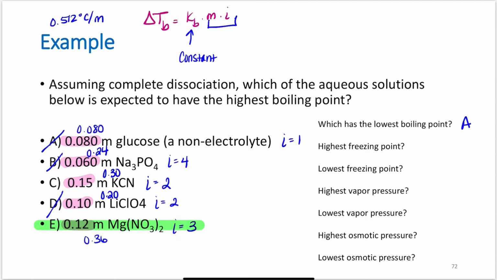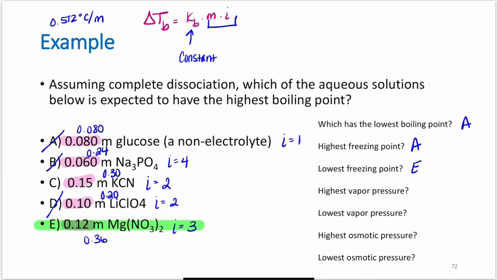Which one's going to have the highest freezing point? Think about what we mean. We're doing freezing point depression. The bigger the number, the more it deviates from the freezing point. But freezing point goes the opposite direction. Freezing point gets lower and lower. For a higher freezing point, I need the system that has the least amount of deviation, so the smallest number. Lowest freezing point, the one that has the highest deviation.